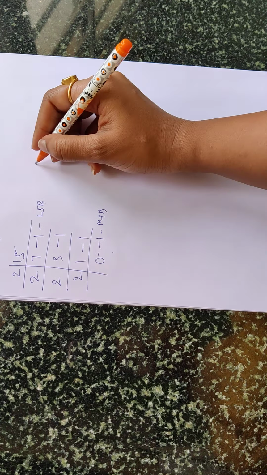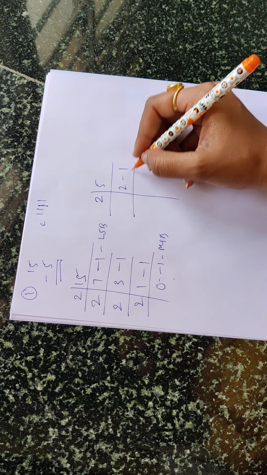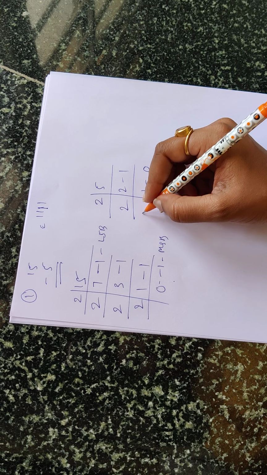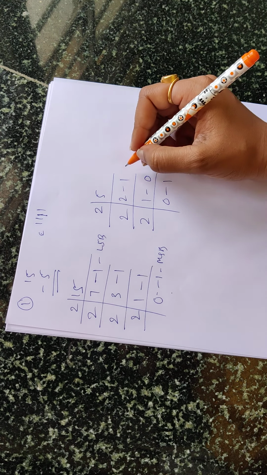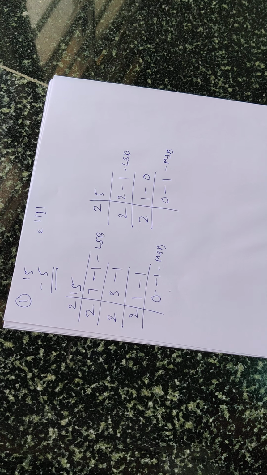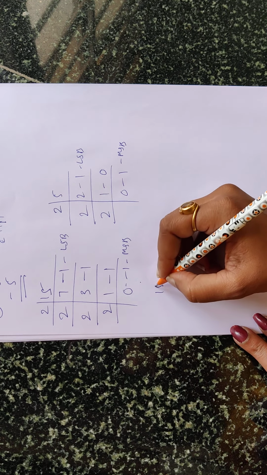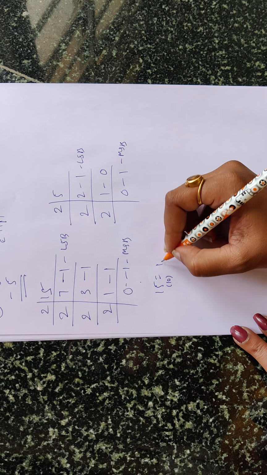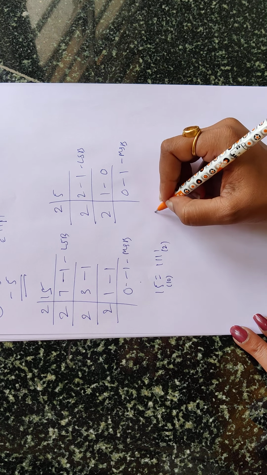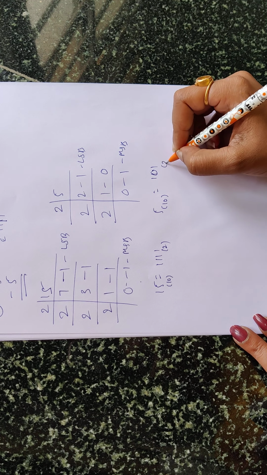Now take 5, and try to convert it. 2 twos are 4, 1 is the remainder. 2 ones are 2, 0 is the remainder. 2 zeros are 0, 1 is the remainder. So this is your LSB, this is your MSB. Now we got 15 to the base 10 is equal to 1111 to the base 2. 5 to the base 10 is equal to 101 to the base 2.